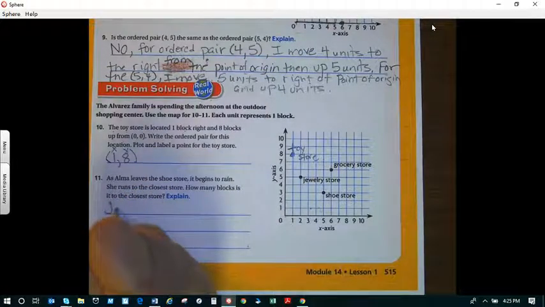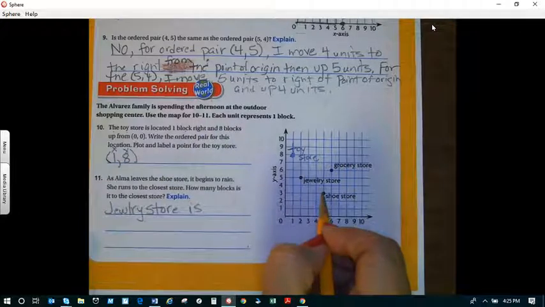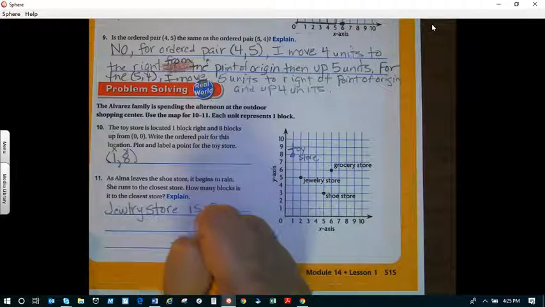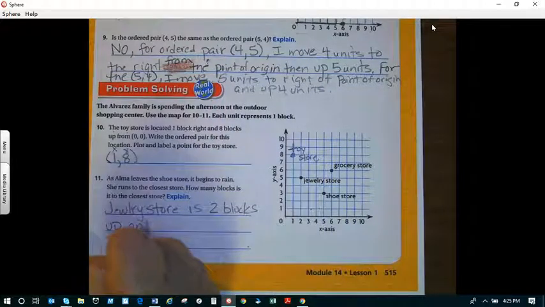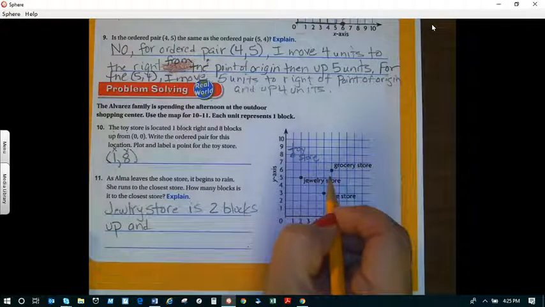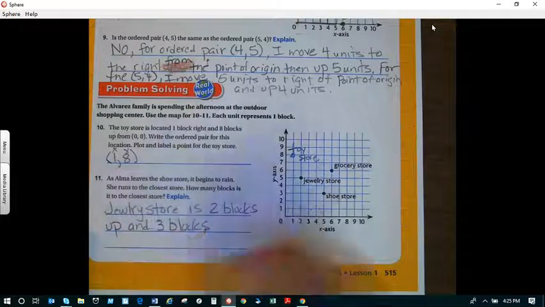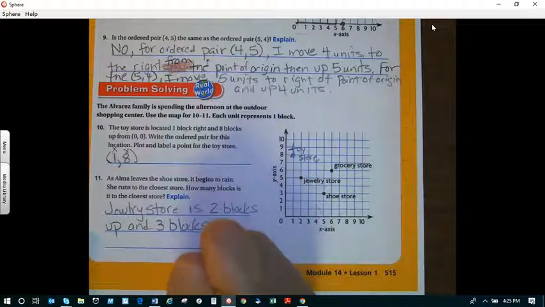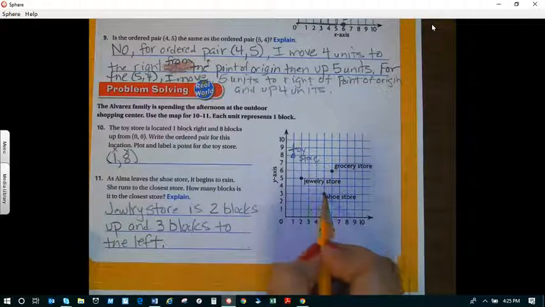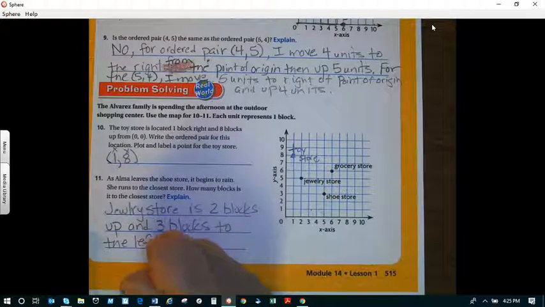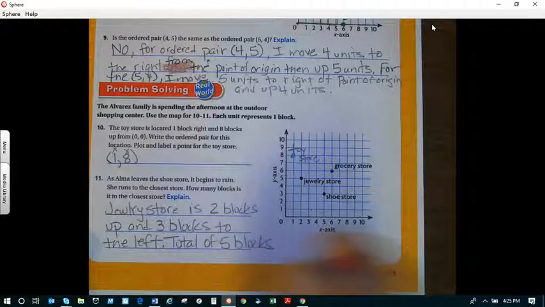So I'm going to put the jewelry store is, again, 1, 2 blocks up, and then I'm moving 1, 2, 3 blocks. I could say west if I wanted to, or to the left. So the jewelry store will be a total of 5 blocks. Now let's look at the grocery store.